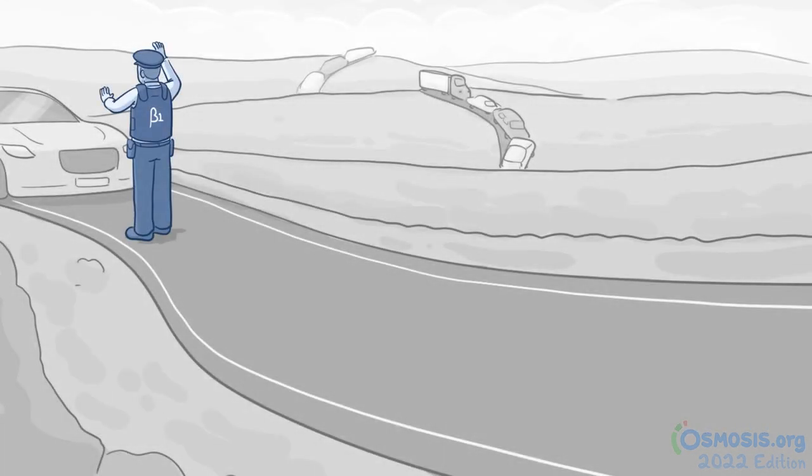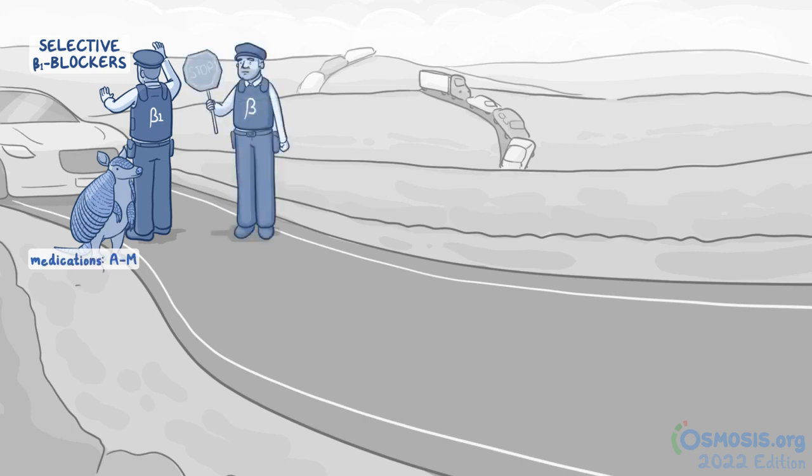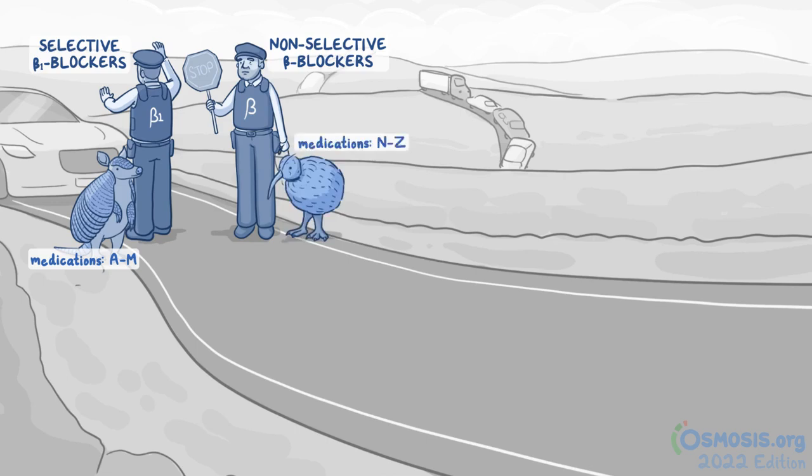So let's have 2 police officers trying to stop traffic on this section of the road, and this will help you remember we're talking about class 2 antiarrhythmics. One of them has beta 1 on his uniform since he represents selective beta 1 blockers, and he has a trained police armadillo since these medications start with a letter between A through M. The other officer just has a beta symbol since he represents non-selective beta blockers, and he has a trained Kiwi from New Zealand because these drugs start with a letter between N through Z.